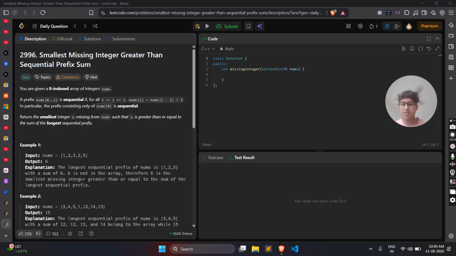Hi guys, good morning. So today we are solving a LeetCode daily question, and it's easy today. It's question number 2996, Smallest Missing Integer Greater Than Sequential Prefix Sum.